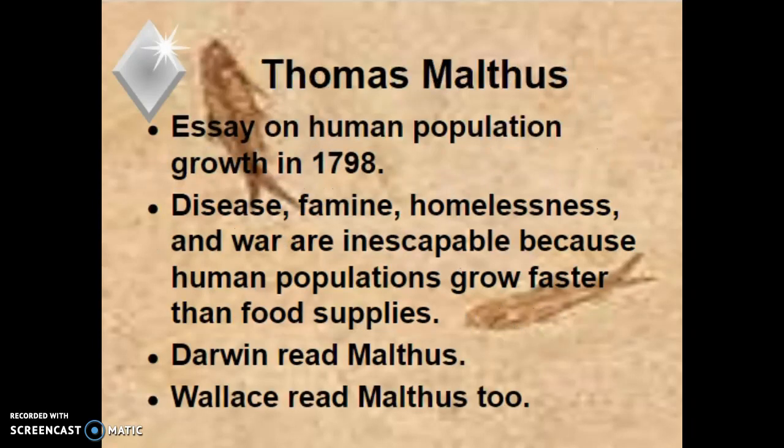So then we come across Thomas Malthus, who is not a scientist. He's an economist, and he's looking at human population growth. And he's saying, look, we're soon going to have more people than we can feed. So some people are going to survive, and some people aren't. The people that survive, the next generation is going to be a lot like them.